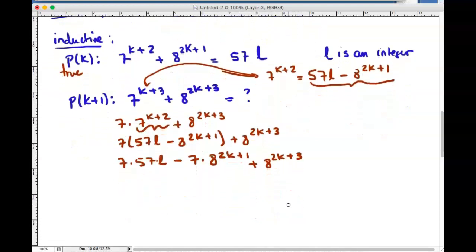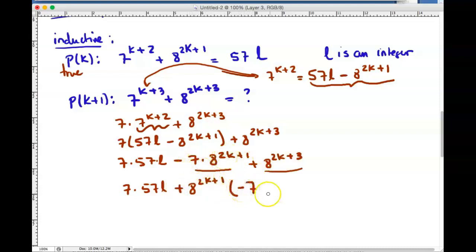Okay, and we're going to look at this. Notice that they both have 8 to exponents. I'm going to factor something. So 7 times 57L minus 8 to the, take the lower power out, 2k+1. Actually, I'm going to factor the positive. And then I get negative 7 left over from here, and 8 squared left there, right? Because 8 squared and 8^(2k+1) add up to 8^(2k+3).